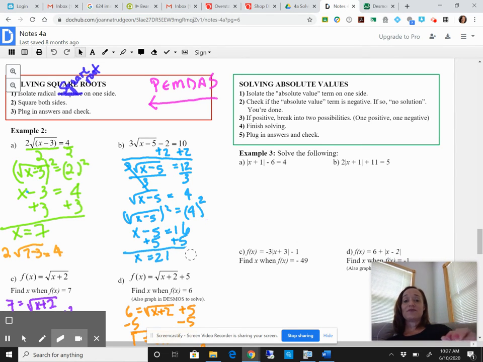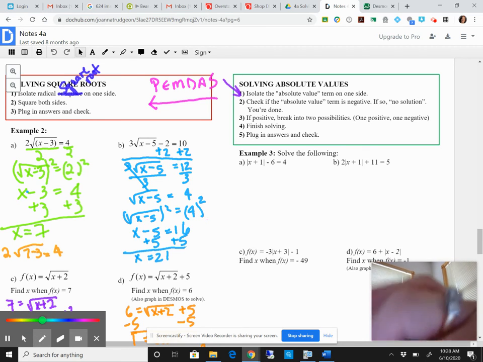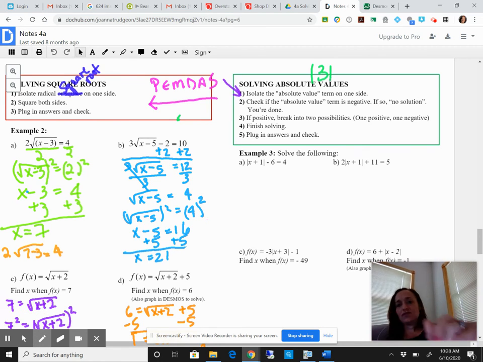Okay, so solving absolute value functions. What we're going to do is isolate the absolute value, just like we were isolating the square root or isolating the squared part. We're going to do the same thing. And for absolute values, just to give you a little review, because you learned these long ago, the absolute value of something means you take whatever the positive value is. So the absolute value of 3 is 3, okay?